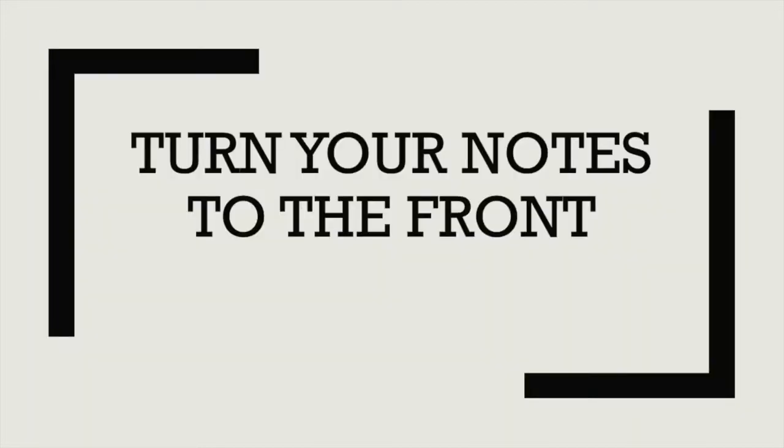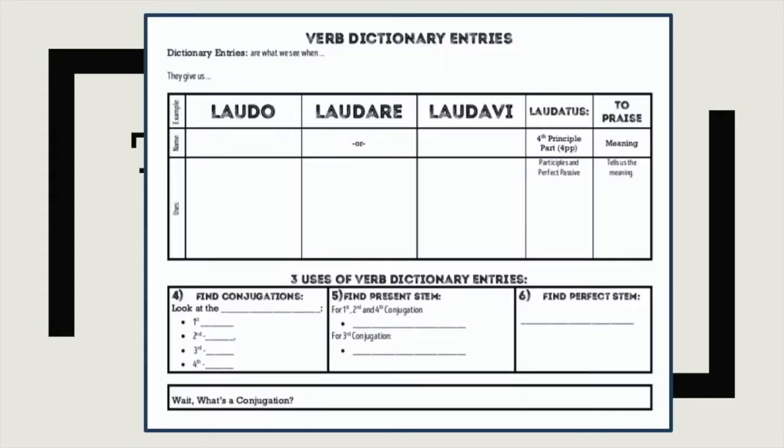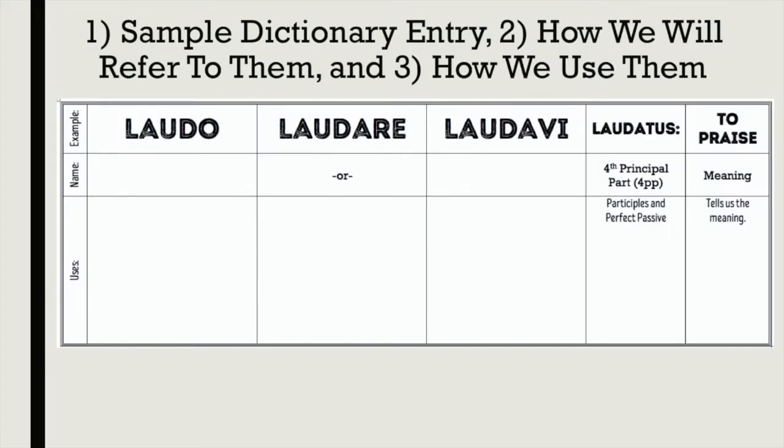Okay, turn your notes back to the front. We're going to start right here. We're going to talk about, here's a sample dictionary entry. In this box, we're going to fill out how we're going to refer to the different forms of the dictionary entry. And lastly, we're going to talk about how we're going to use dictionary entries.